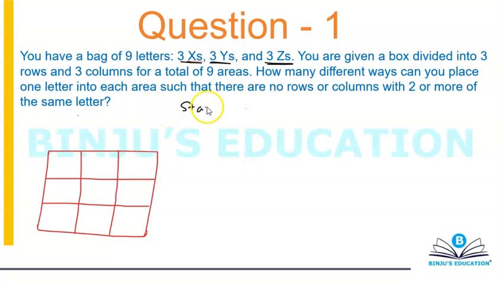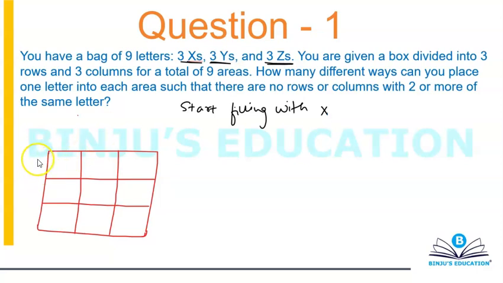So start filling with x. You can start with y, you can start with z also. Now let's go row wise. You can also go column wise, but for the convenience, I'm comfortable with row wise, so I'm going to go with row wise. Now what's going to happen?